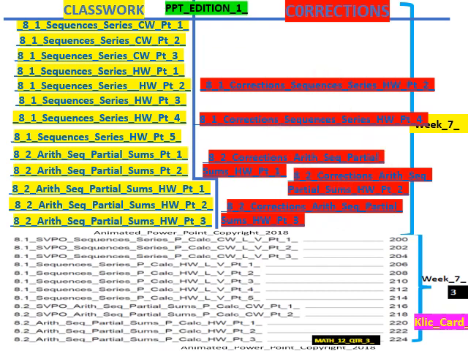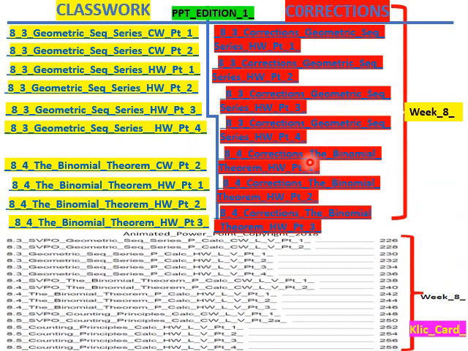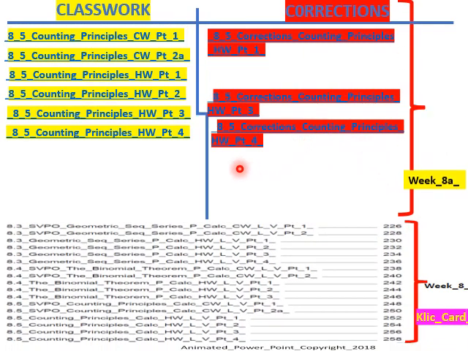And so week 7, and then week 8, 8.3, 8.4, classwork, homework, then your corrections are over here for week 8. Yeah, I believe this is 8A here, continuation of week 8. So if you order week 8, you get 2 click cards here because there's so much work. And so basically you get 2 for the price of 1.